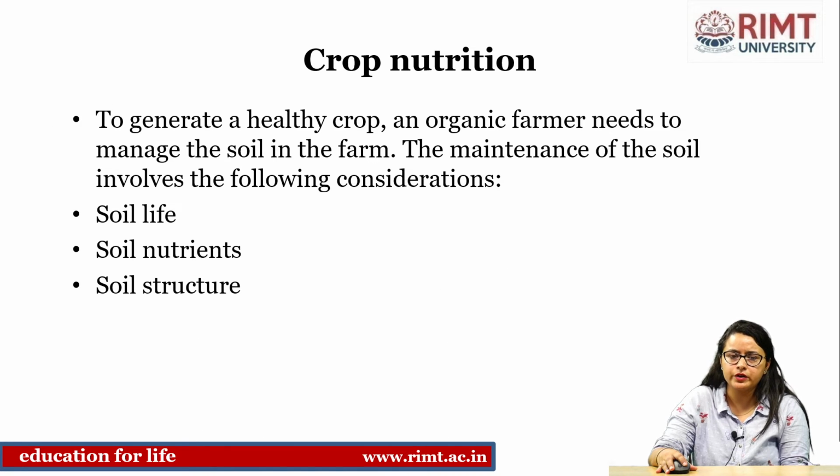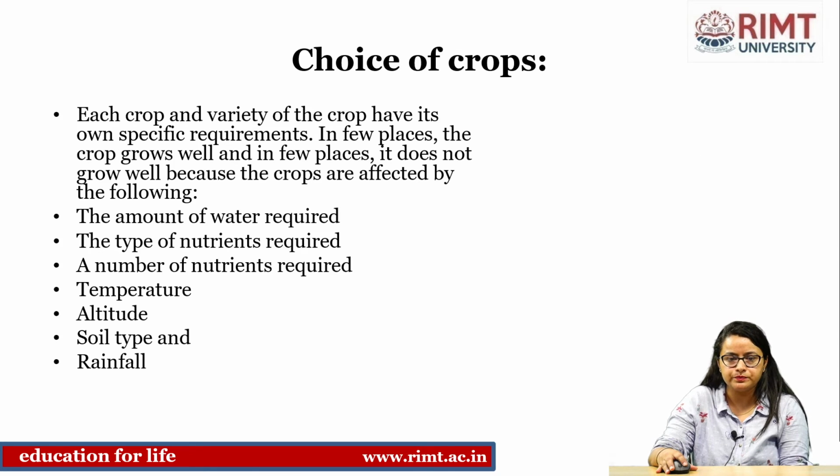And next is crop rotation, which is used in organic farming to generate a healthy crop. The organic farmer needs to manage the soil in the farm. Maintenance of soil involves the following considerations: soil life, soil nutrients and soil structure. Next is the choice of crops in organic farming. Each crop and variety of the crop has its own specific requirements.